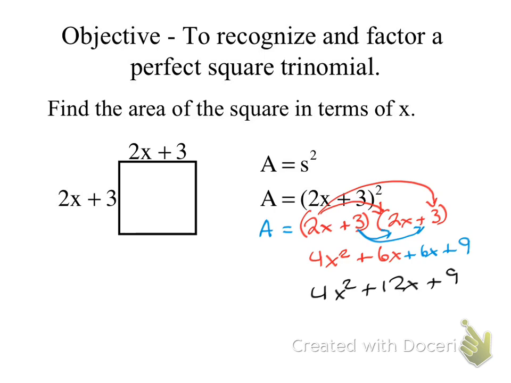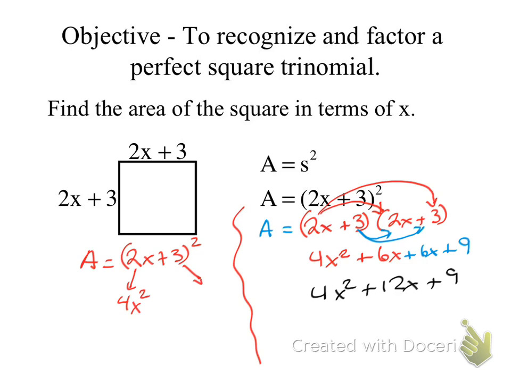Now, who remembers the fast way that I taught you how to do this? So if we have area equals the quantity of 2x plus 3 squared, what do I do first? Since you're close, I'm going to call on you, Molly. Well, first you square 2x, and that's 4x squared.